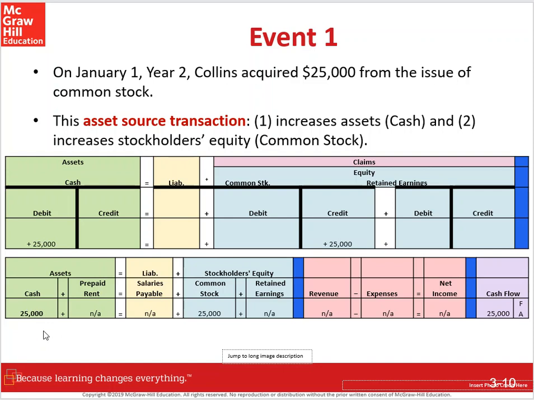Cash is going up 25,000, common stock is going up 25,000, and our cash flow type, keep practicing those cash flows, our cash flow type is FA, financing activity.